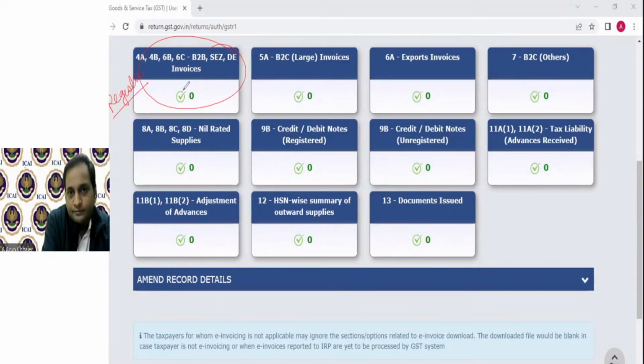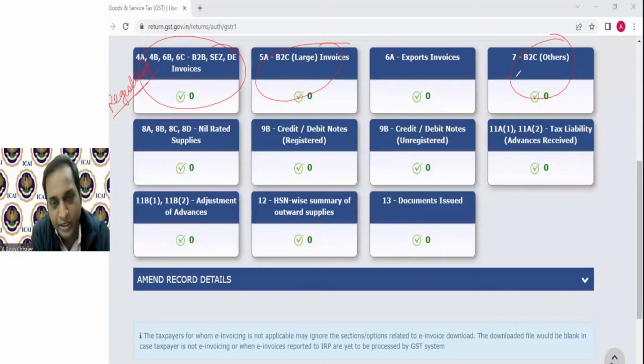Table 4A, Table 4B, Table 6B, Table 6C. These are to the registered party. Sales made, outward supply made to registered party. Table 5A and Table 7, these are unregistered party, matlab B2C transaction. What is the difference between Table 5A and Table 7?